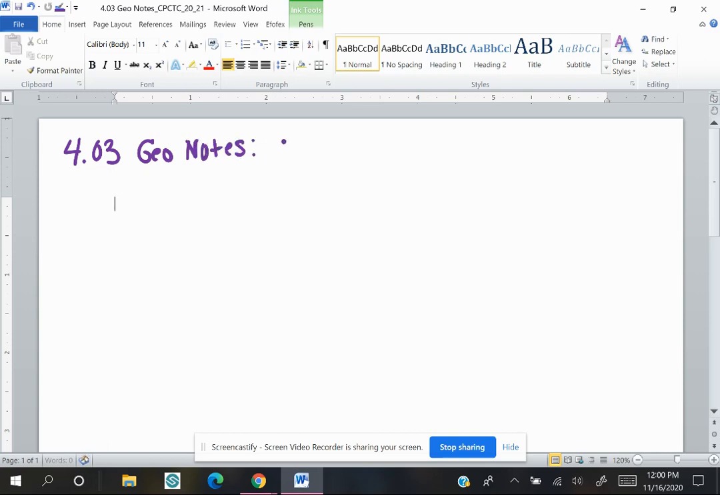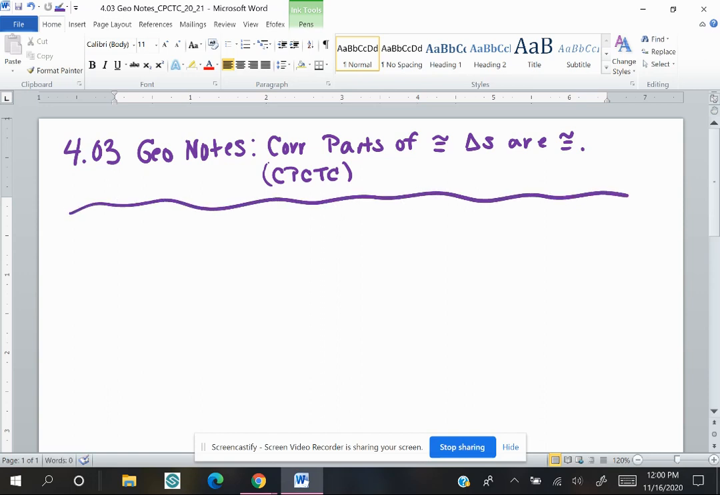And we're going to be talking about CPCTC, which stands for corresponding parts of congruent triangles are congruent. CPCTC. So every other letter is a C. And apparently Cami is having an outage today, so we're going to try this in Word.